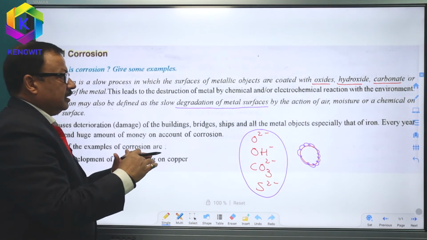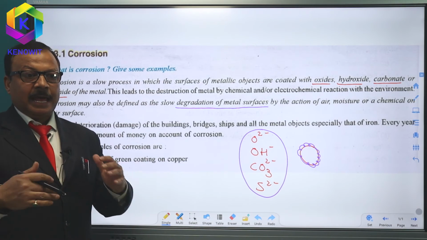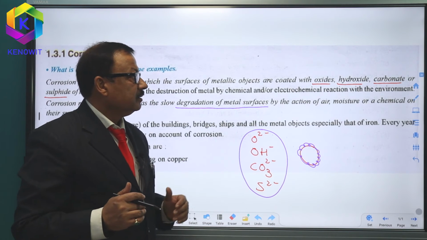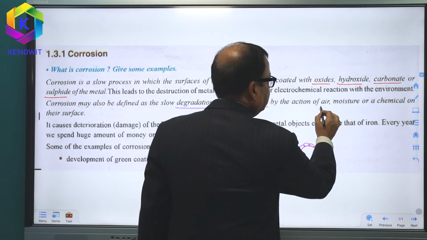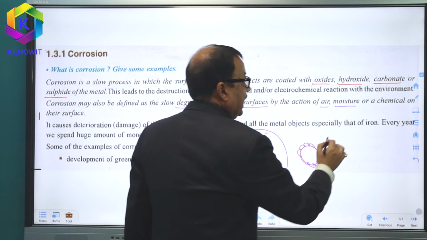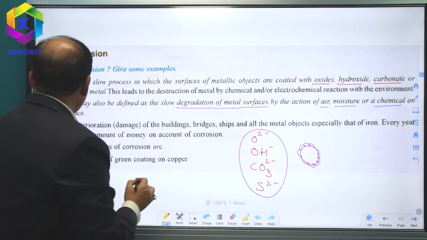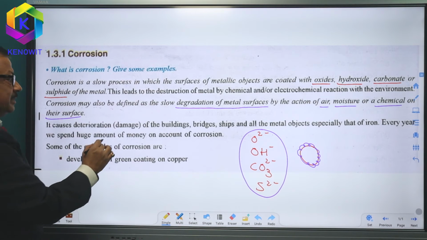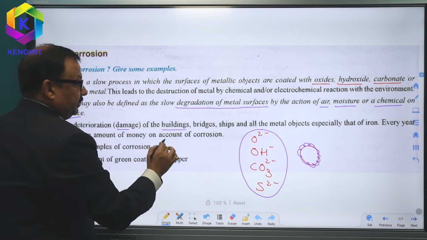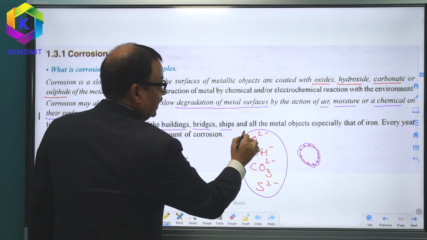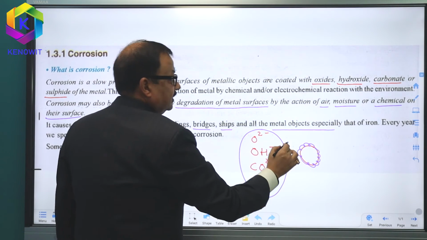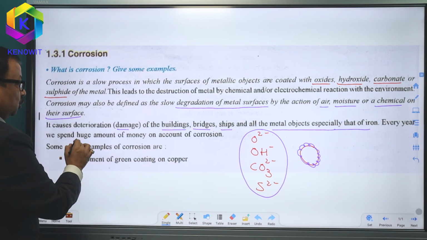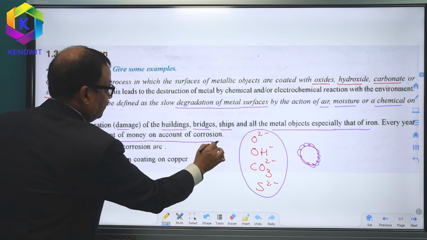Degradation means the surface of the metal slowly loses its ability, and this happens due to the action of air, moisture, that is humidity, and chemicals on its surface. So there is deterioration or damage of buildings, bridges, ships and metal objects, especially those of iron. Every year we spend a huge amount of money on account of corrosion.